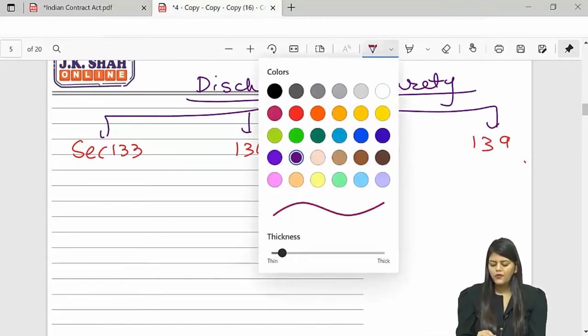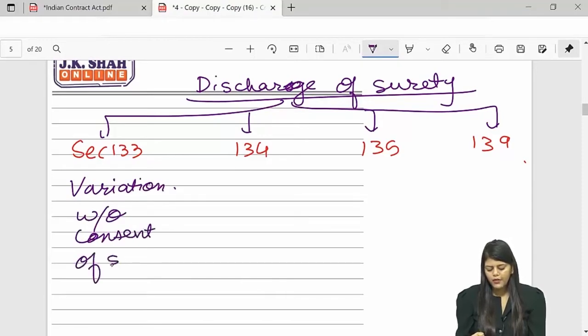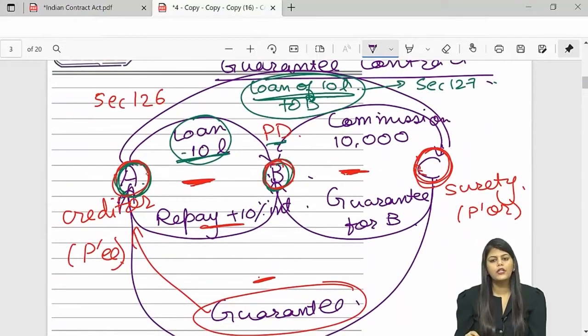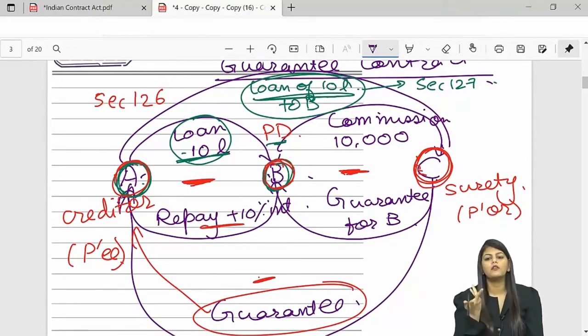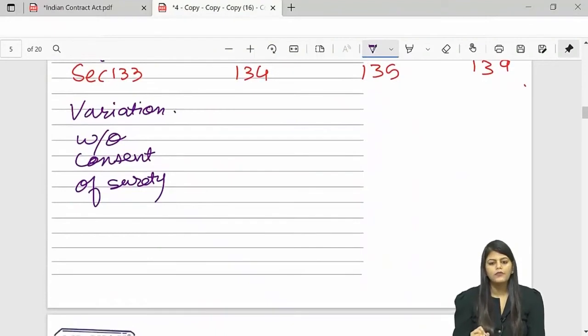Section 133 tells you a very simple thing. If you make any variation in the terms of the contract without the consent of the surety, the surety is discharged. But in your same example, if A and B mutually decide that the interest will not be 10% henceforth, it will be 12%, the surety is like, ask me, I am also there. Did you forget me? So if you make any changes without C's consent, the surety is discharged. Variation without the consent of the surety will discharge the surety.